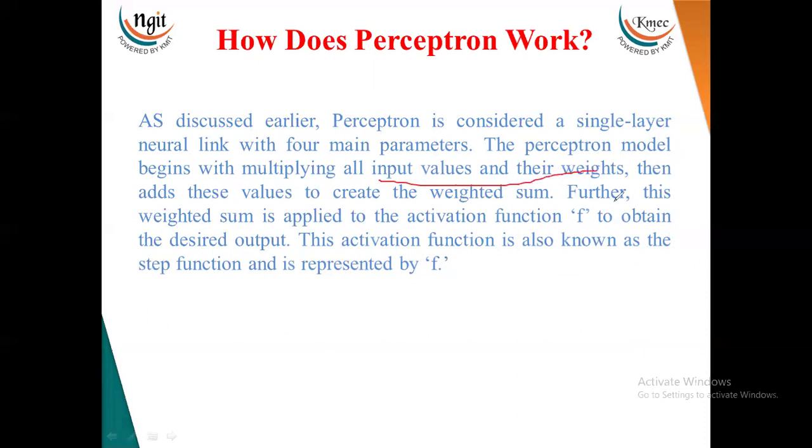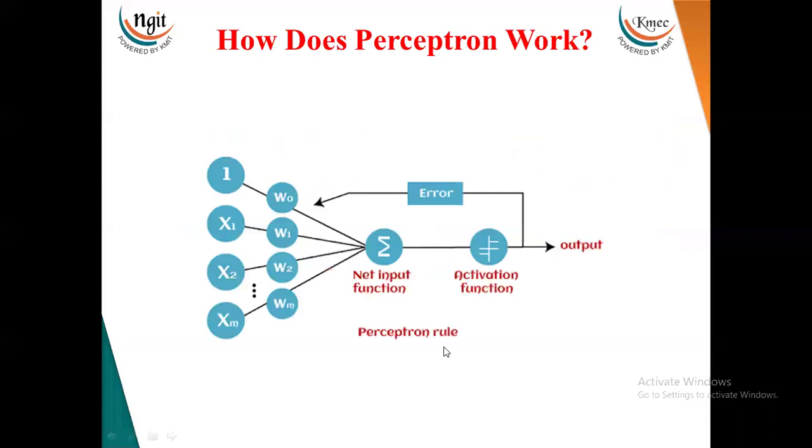So W1 into X1 plus W2 into X2 plus so on, Wn into Xn, and these all create the weighted sum. Then we apply the activation function F, and it will give the output according to the threshold value. So this activation function acts as a threshold for deciding the output. Same thing: X1, X2, Xm. I'm calculating the net input function, the activation function, and I'll get the output.